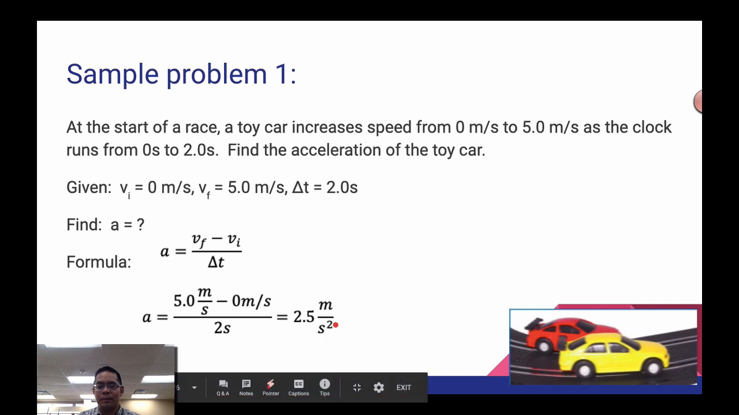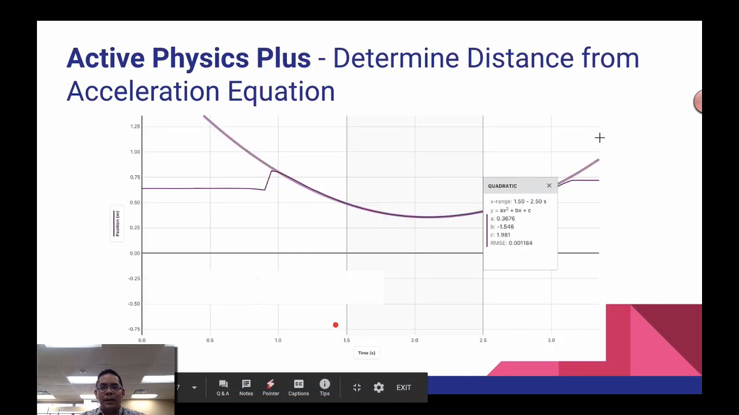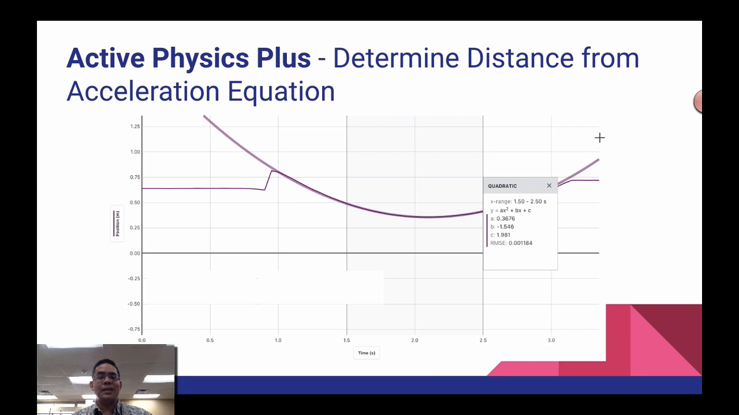That's why it's squared. All right, so Active Physics Plus wants us to determine distance from acceleration equations. In all of the equations we have so far, there is no distance.